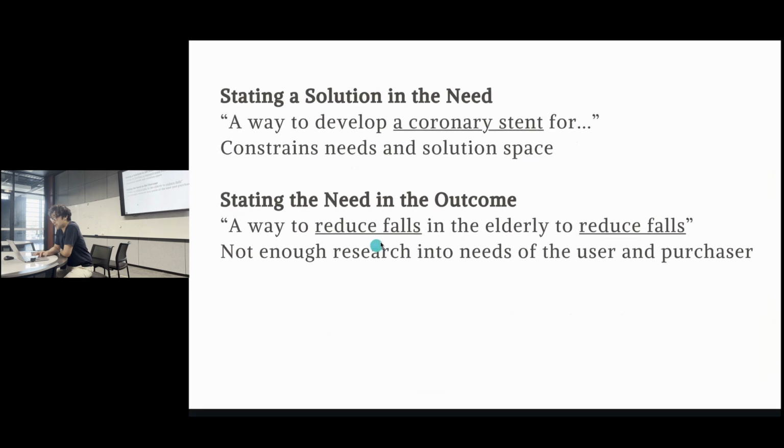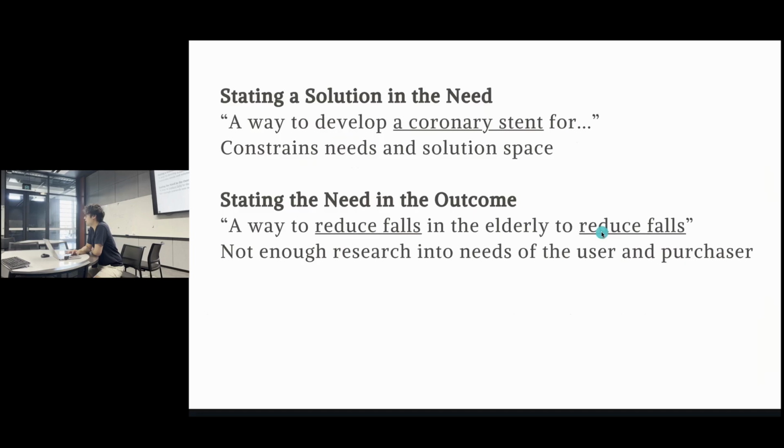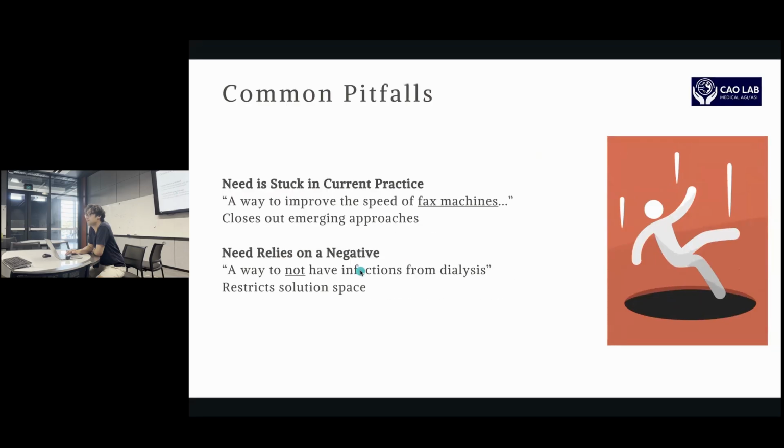You can sometimes run into this issue where you have the same problem and the same outcome. Okay, so a way to reduce falls in the elderly to reduce falls. Usually what that means is that you haven't thought enough about what the clinician wants in this one and what the payer wants in this one. And usually they're never the same thing. I've never seen this before. Usually it's because you haven't pulled apart the thread as carefully.